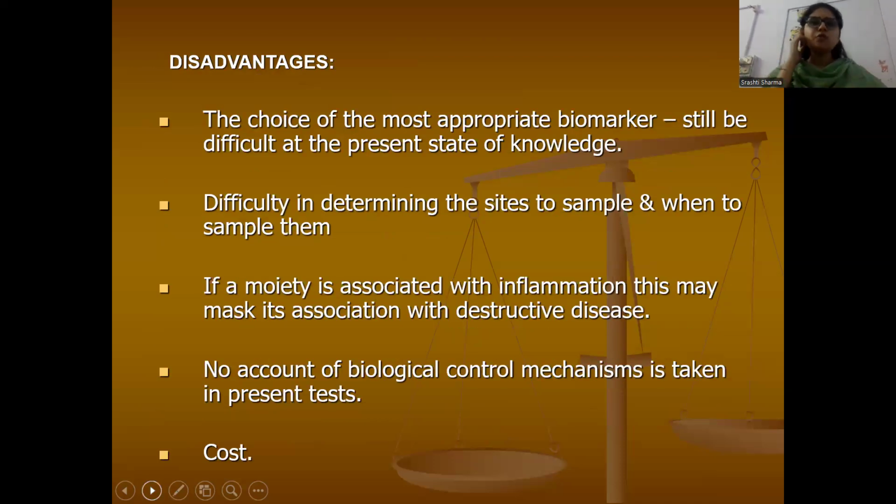The choice of the most appropriate biomarker. Still, it is difficult at the present state of knowledge. Difficult in determining the sites to sample and when to sample them. If a moiety is associated with inflammation, this may mask its association with destructive disease. No account of biological control mechanism is taken in present tests, which is a point that is very important. And the major drawback is cost.